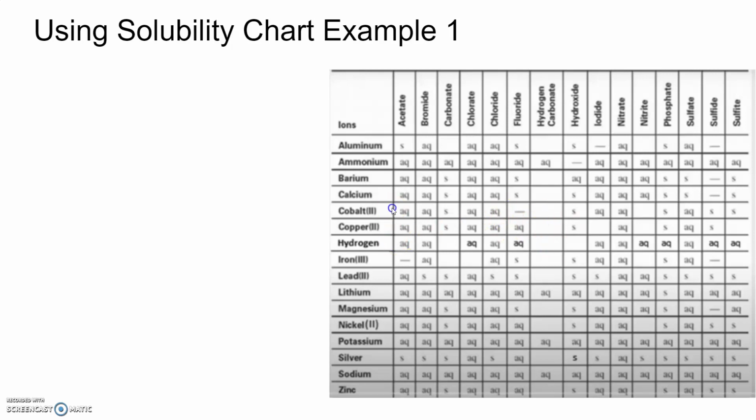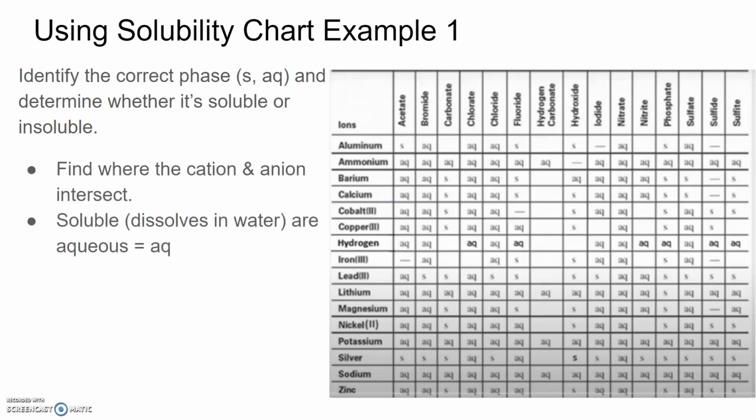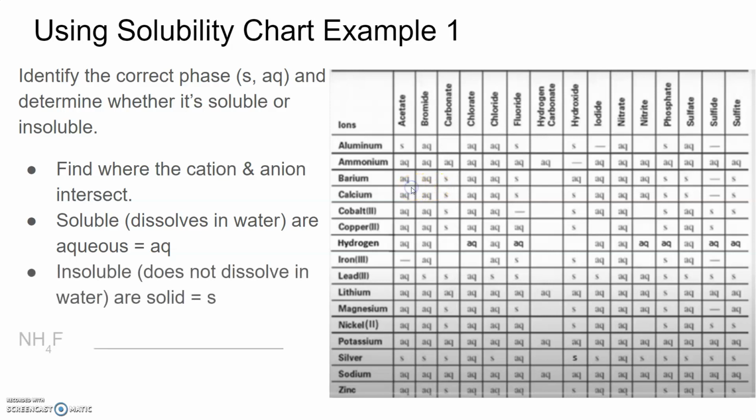use what's called the solubility chart. Now, to use the solubility chart, we'll just go through a couple of examples and I'll have you try it on your own. So what the solubility chart shows you is the phase of an ionic compound, if it's going to be solid or aqueous when dissolved in water. To use the chart, you're going to find where the cation and anion intersect. And if it's soluble, dissolves in water, it'll have the AQ symbol. And if it's insoluble, it'll have the solid symbol, S. So let's look for NH4F.